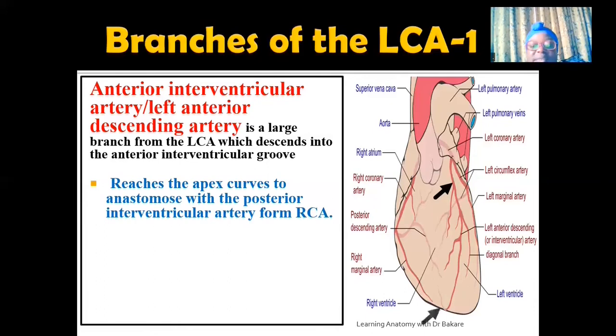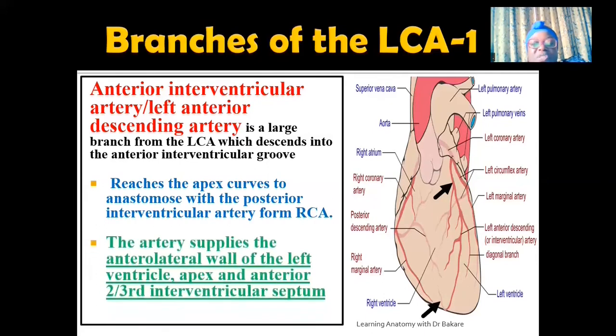So this is where it turns to meet the posterior interventricular artery. This artery supplies the anterolateral wall of the left ventricle, the apex, and also the anterior two-thirds of the interventricular septum. That means it will also be giving off branches that will supply these specific regions. And that will take us to the next slide.